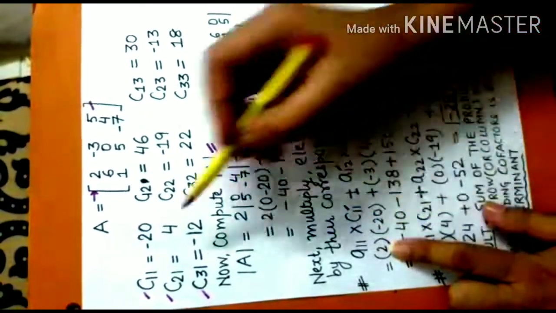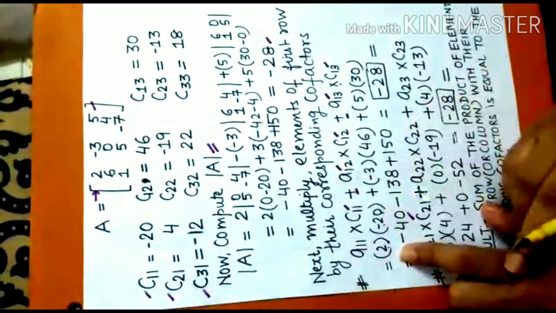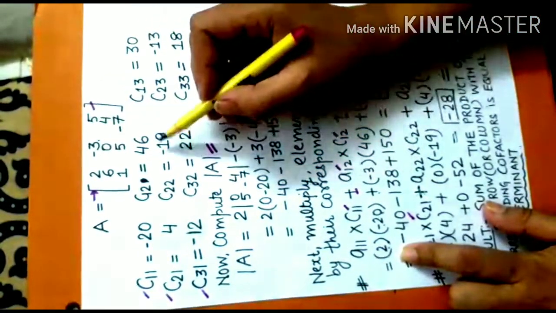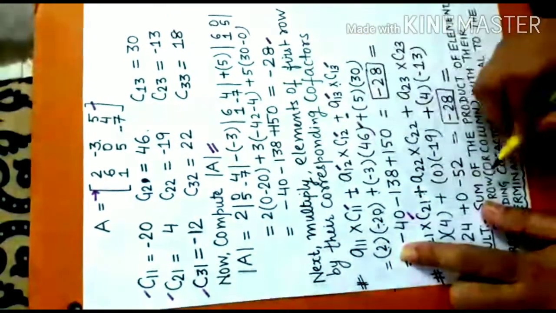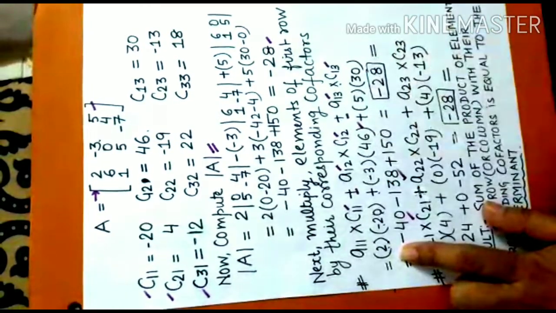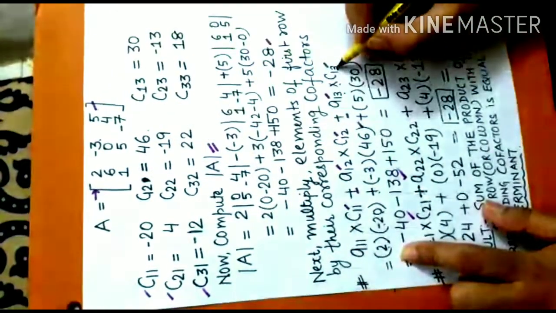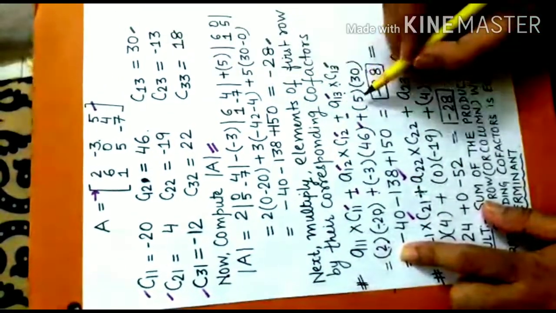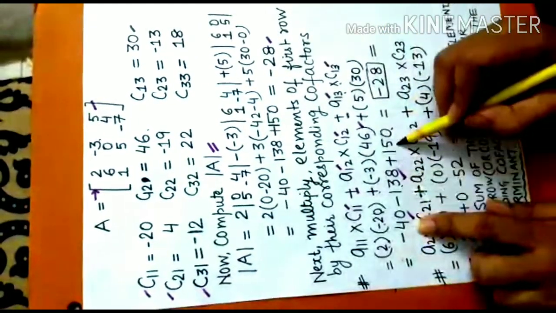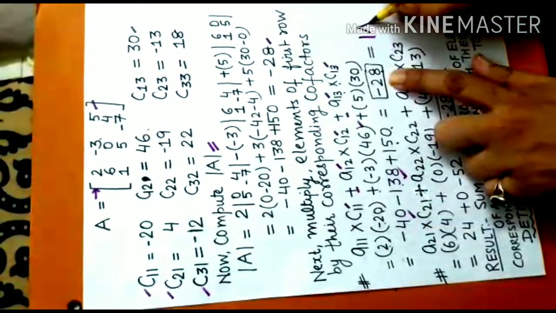A11 is 2 and C11 is -20. So 2 into -20 will give you -40. Then plus A12 is -3 and the corresponding cofactor C12 is 46. So I get -3 into 46, that is -138. Then A13 is 5 and the corresponding cofactor C13 is 30. So 5 into 30 will give you 150. When I add all these products, I'll get -28, which is equal to the determinant of the matrix.